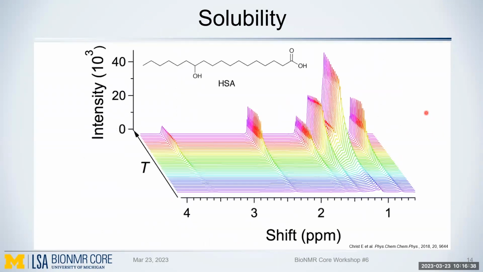And this is an example of using VT NMR to do solubility studies. As you change the temperature, of course, the solubility of the compound will change. In this example, the authors study the structure of a molecule called HSA. They record the 1D proton spectrum of this molecule at increasing temperature, and then monitor the intensity of each of those peaks. At low temperature, the intensity of the peak is low. As you increase the temperature, the intensity increases and eventually reaches a plateau. That means the solubility is the highest at this specific temperature. So they were able to determine the solubility of this compound using this kind of experiment.